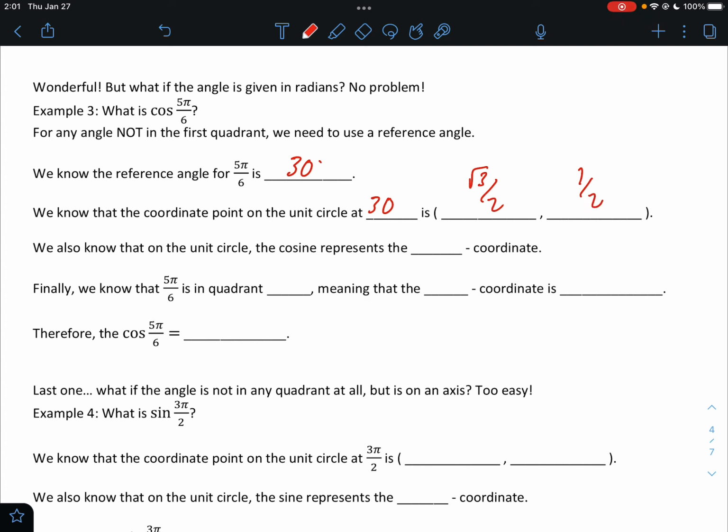Remember that cosine is the x coordinate, and 5 pi over 6 we know is in quadrant 2. In quadrant 2, is the x-coordinate positive or negative? In quadrant 2, since it's left, we know that the x-coordinate is negative. So therefore, the cosine of 5 pi over 6 is negative root 3 over 2.